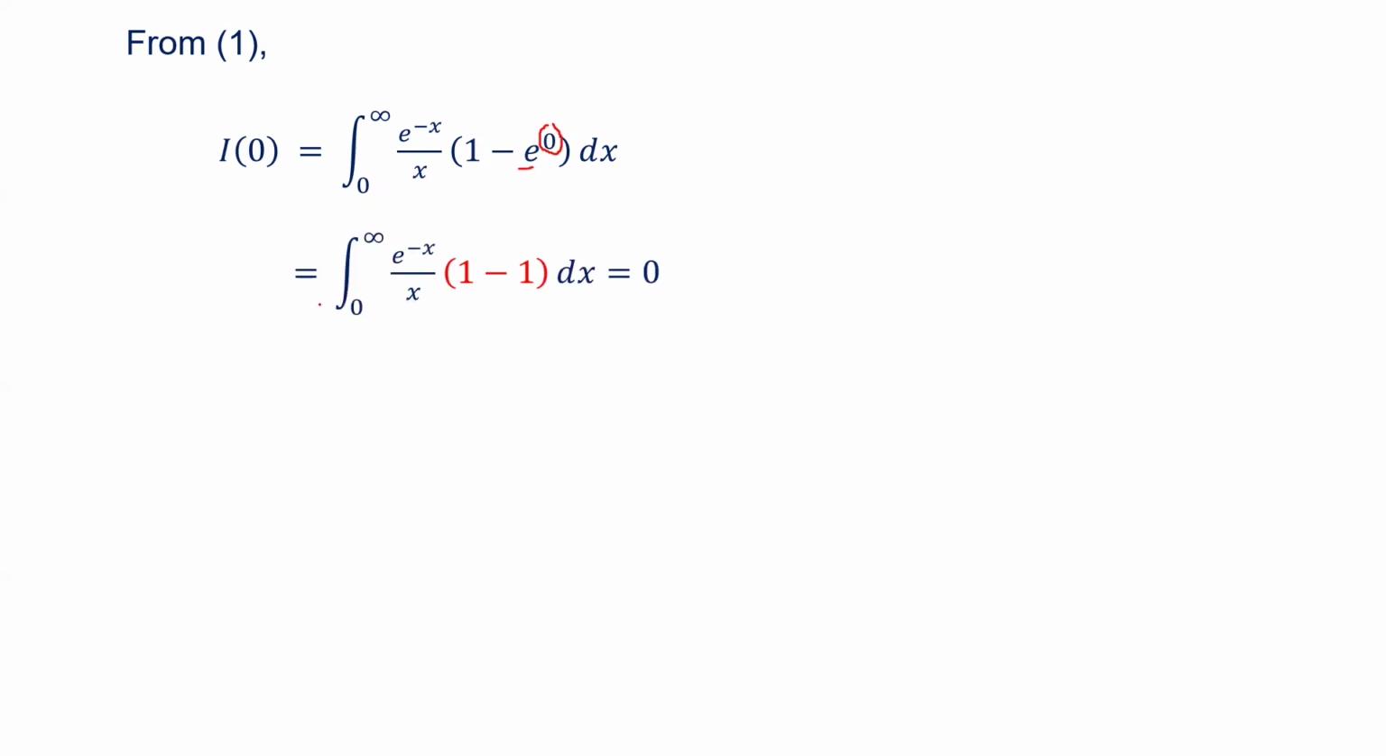And from equation number 1, what is equation number 1? I of 0 equal to integration e to the power minus x upon x into 1 minus e to the power minus ax. So if we are putting a equal to 0, it will become e to the power 0. And we know that e to the power 0 is nothing but 1. So which is equal to integration of e to the power minus x upon x, 1 minus 1, which will give us 0 under the limit 0 to infinity. So the overall value of I of 0 is equal to 0.